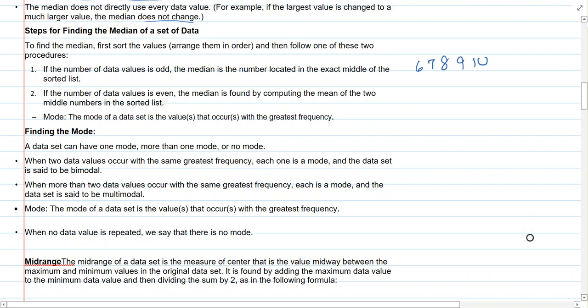All right, we have 1, 2, 3, 4, 5 numbers, and we want the median. So it would be 8. And therefore, there are 2 and 2. These must match for the median to be a number. It's a middle number. Well, suppose I add one more.